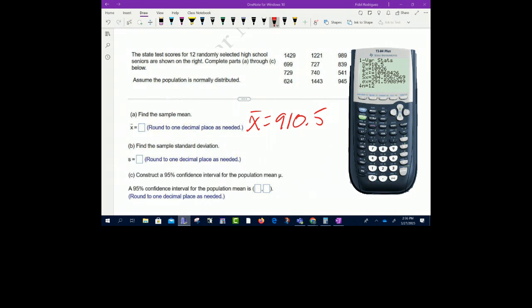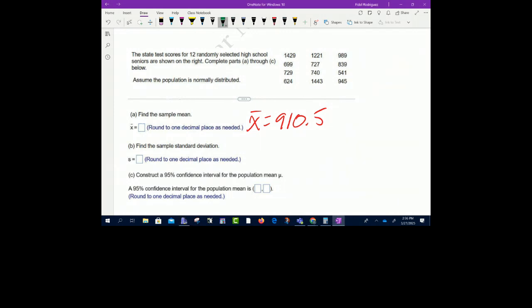Okay, now my sample standard deviation. Y'all, my sample standard deviation, it's that Sx number. Look what they're asking me to do. They're asking me to go to one decimal place. Y'all, would you say 304.5 or 304.6? 0.6, right? Awesome. 304.6. Boom, there you go. Okay.